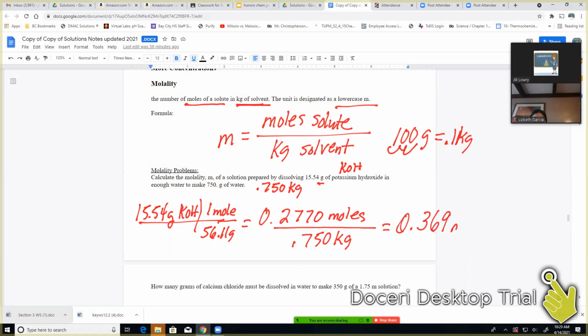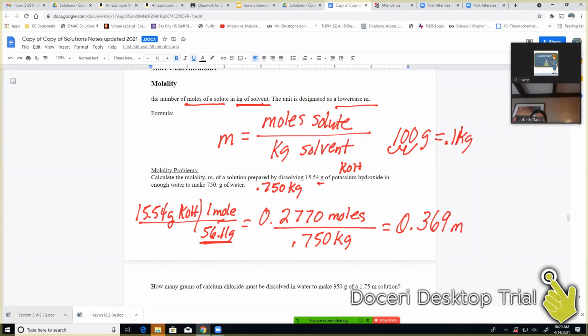0.369, and this one is a little m instead of a big M. So similar types of problems. Anybody have any questions on that one? That's my molar mass that I calculated off the periodic table, if you're wondering where that came from.